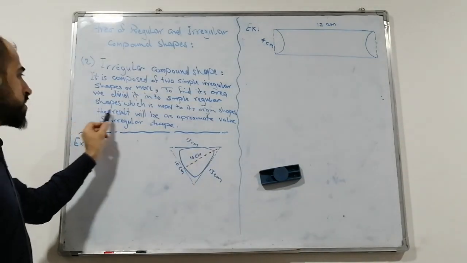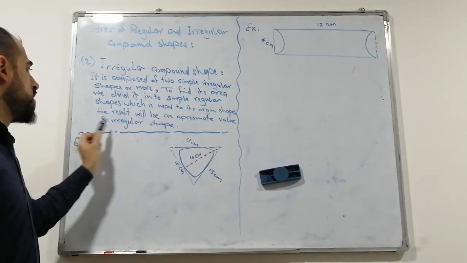So the result will be as approximate value of a regular shape.